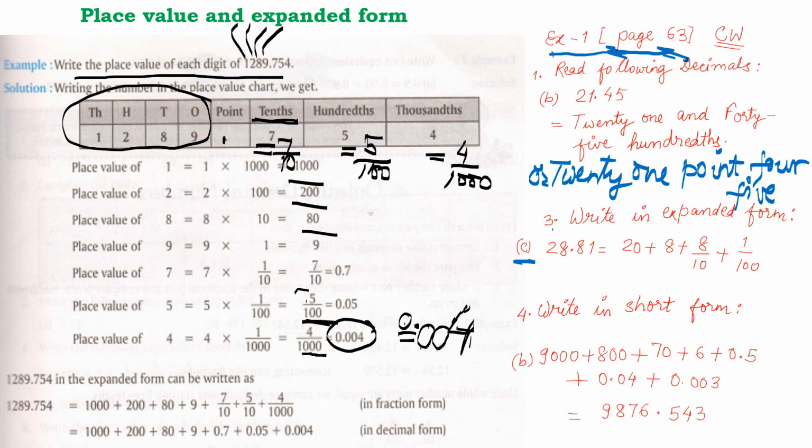Question number 3, subpart B. Write in expanded form. So 28.81 will be written as 20 plus 8 plus 8 is at what position? 8 is at tenths position. So 8 by 10 plus 1 by 100. Clear? Question number 4, subpart B is, you have to write in short form, the opposite of expanded form. So the number is given as 9000 plus 800 plus 70 plus 6 plus 0.5 plus 0.04 plus 0.003, which will give you the answer as 9876.543.